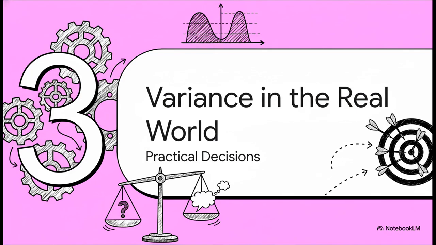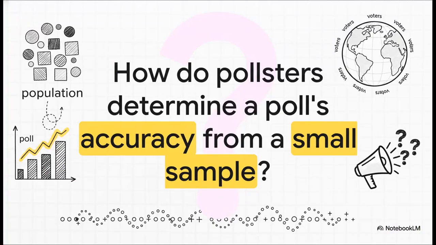That's all cool, but where does this stuff actually matter? Let's jump from these abstract rules to the real world, to practical decisions, where understanding variance is, frankly, everything. I mean, think about this for a second. How on earth do political pollsters get a reliable read on an entire country of millions by just talking to 1,000 people? How can they be so confident about their margin of error? It seems kind of crazy, right?